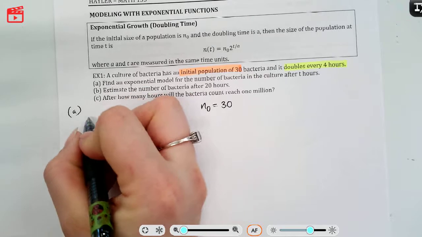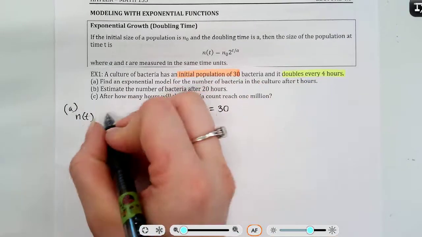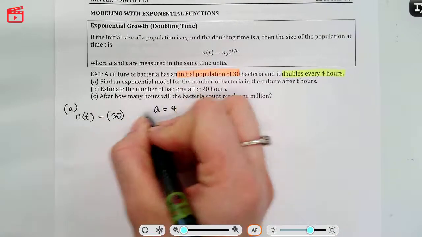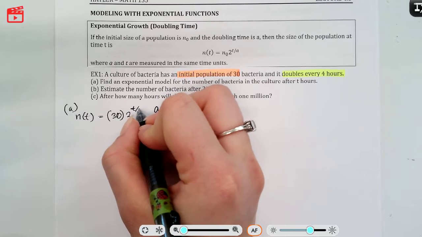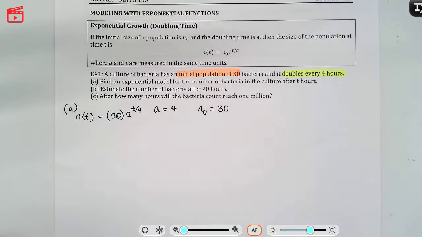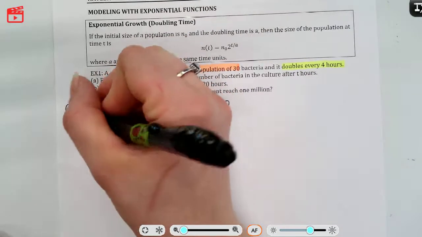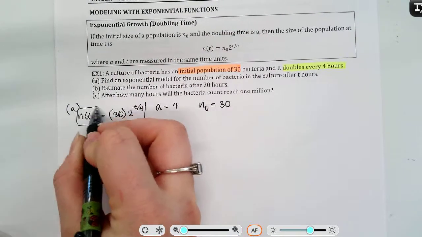All right, so if we look at our formula, n of t equals n sub 0, so 30, times 2 to the t over a power. Not too bad. That right there is my exponential model for my word problem.